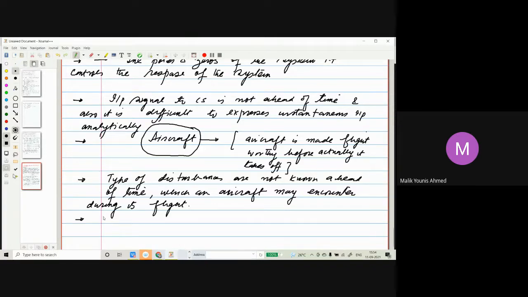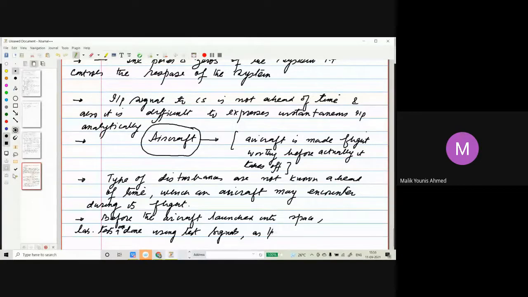So before an aircraft is launched into space, the laboratory tests are done, using test signals as though they are disturbances.